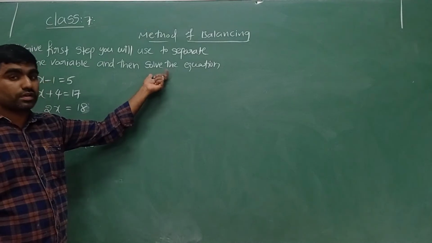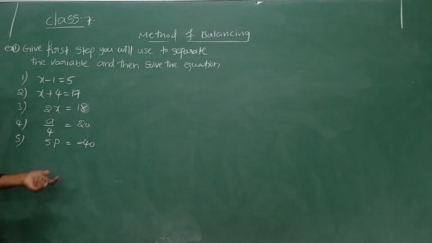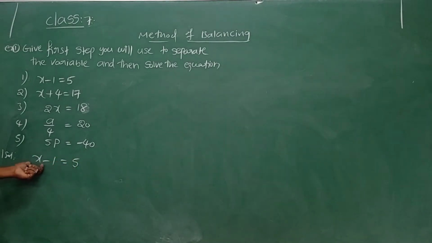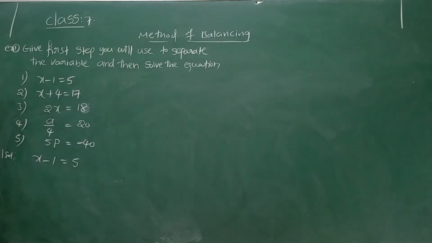Solve the equation means we have to find the value of the variable present in the equation, which is also called the solution. So let me explain here. First one, this first one. The given is x minus 1 is equal to 5. To find the x value, to solve this equation by the method of balancing, first we have to make x alone, x separate.